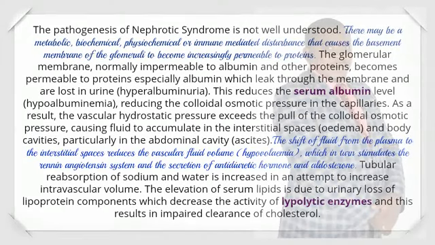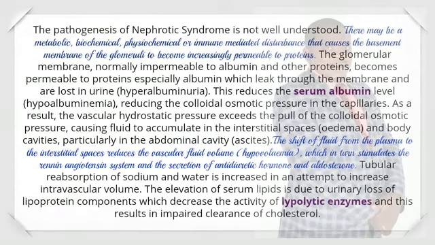Pathophysiology. The pathogenesis of nephrotic syndrome is not well understood. There may be a metabolic, biochemical, physiochemical or immune-mediated disturbance that causes the basement membrane of the glomeruli to become increasingly permeable to proteins. The glomerular membrane, normally impermeable to albumin and other proteins, becomes permeable to proteins, especially albumin, which leak through the membrane and are lost in urine, hyperalbuminuria.